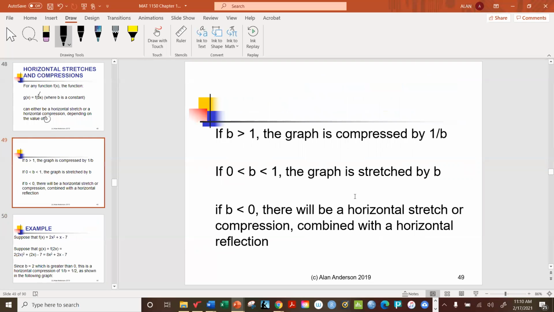The rule here also is based on b. Greater than 1, it's a compression. Between 0 and 1, it's a stretch. And if it's negative, just like before, it's a combination of one of those two with a reflection. So this should be interesting.